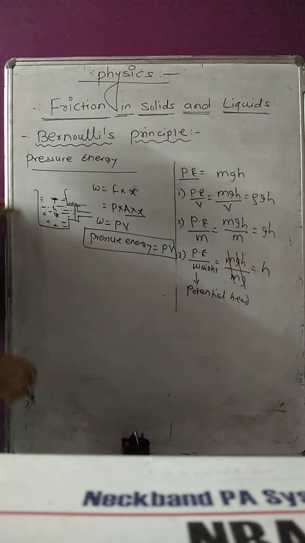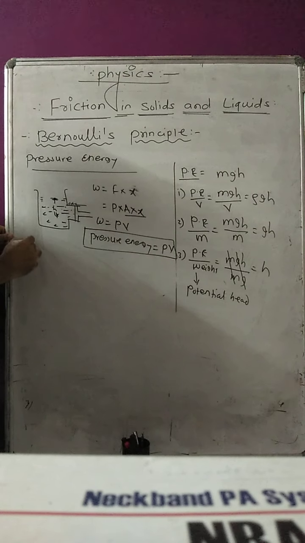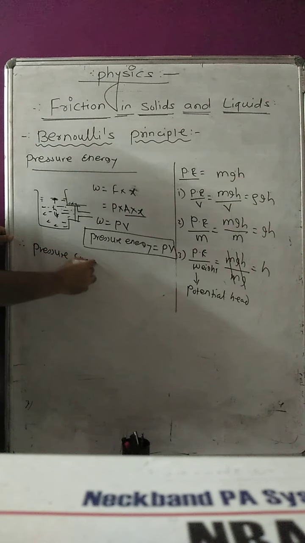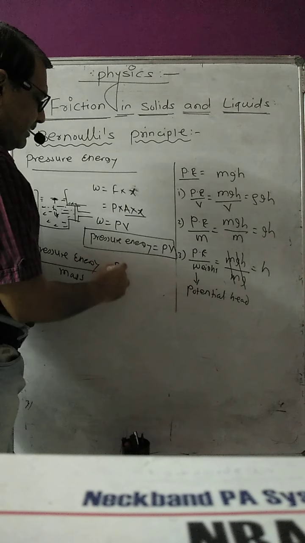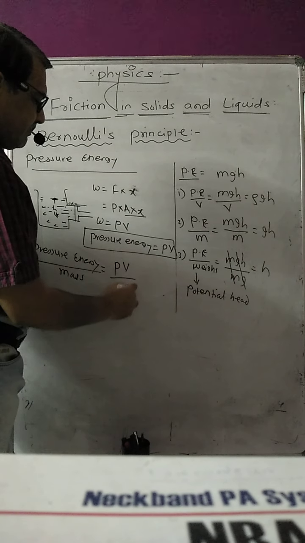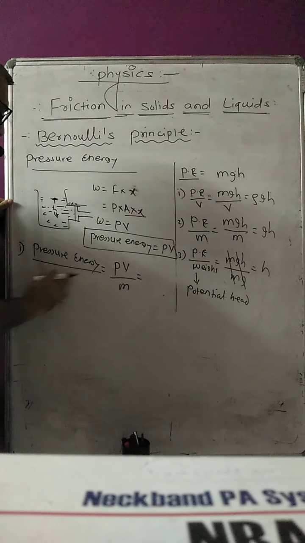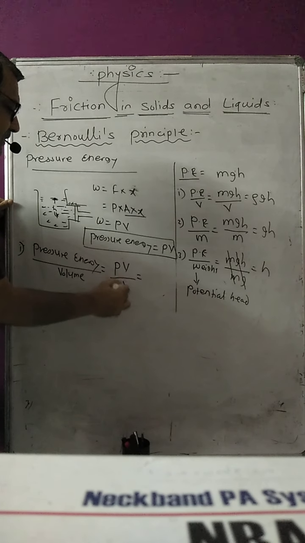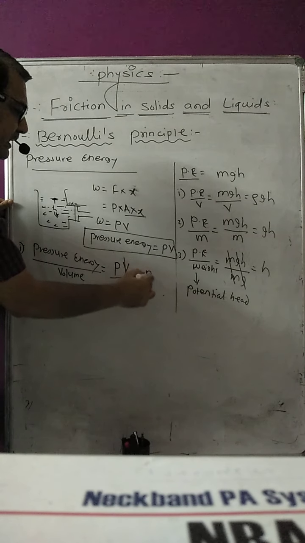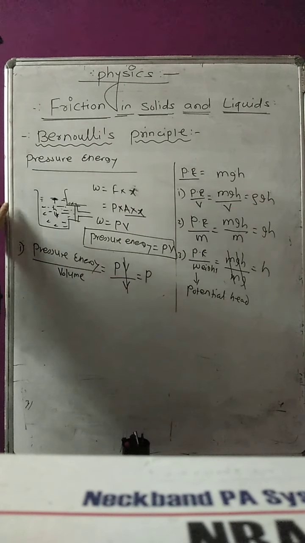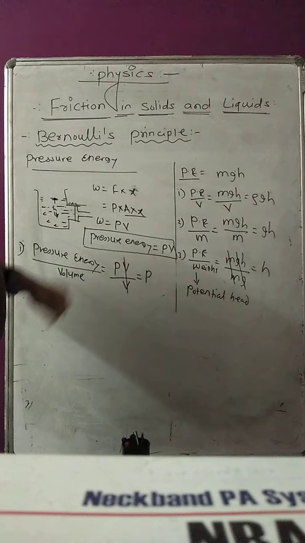Now, if I want to find the pressure energy per unit mass, the first factor is PV upon M. Or first of all, pressure energy per unit volume. Pressure energy per unit volume is PV upon V, and V will get cancelled, so the answer will be only P. That is the pressure energy per unit volume.